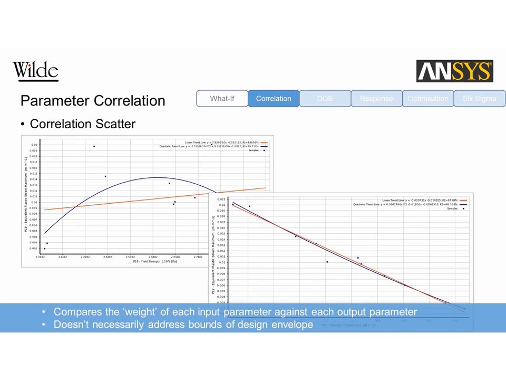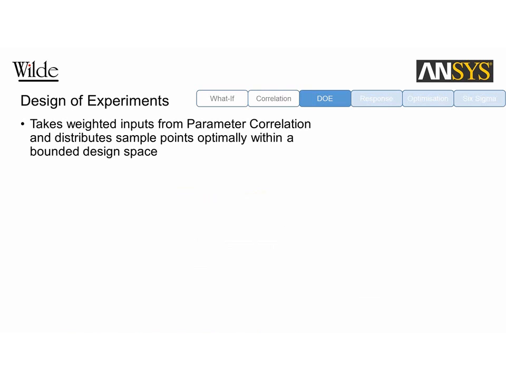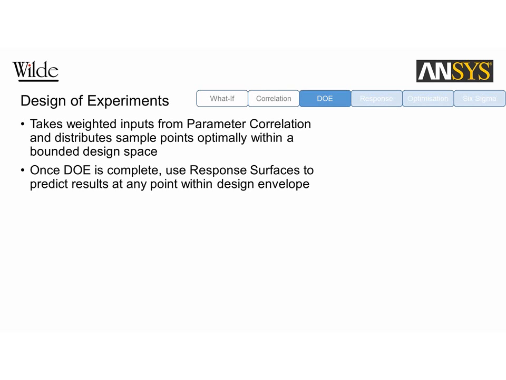Okay, so parameter correlation assesses the weight of each input parameter and tells you what matters and what doesn't. So from a parameter space of, let's say, 10 variables, you narrow it down to 5 or 7 variables. But what you haven't really done is address the bounds of the design envelope. All you know right now are the variables that matter. This is where Design of Experiments comes in. It takes the weighted inputs from parameter correlation and distributes the sample points within the bounded design space that the user has prescribed. Once the DOE is complete, you obtain a mathematical model, which is a response surface.